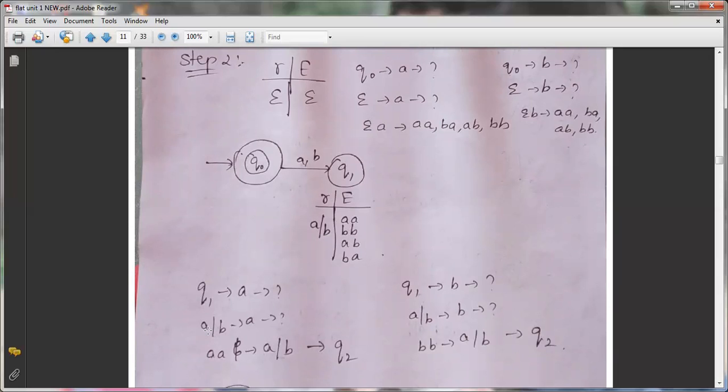Q1 on A is going to where? What is the read value for Q1? A or B. On A is going to where? If you take, in place of A or B, A, then here AA is there. But again, what do you need here? You need A or B, because it should be divisible by 3. So you need A or B. Okay.